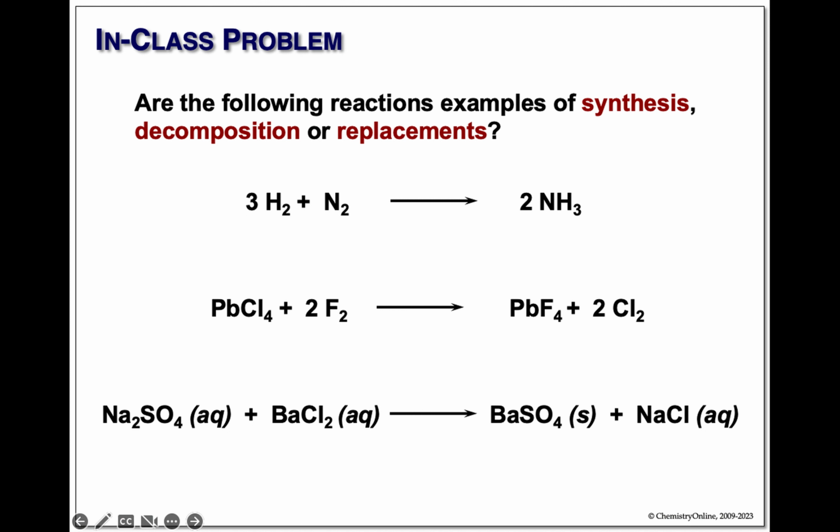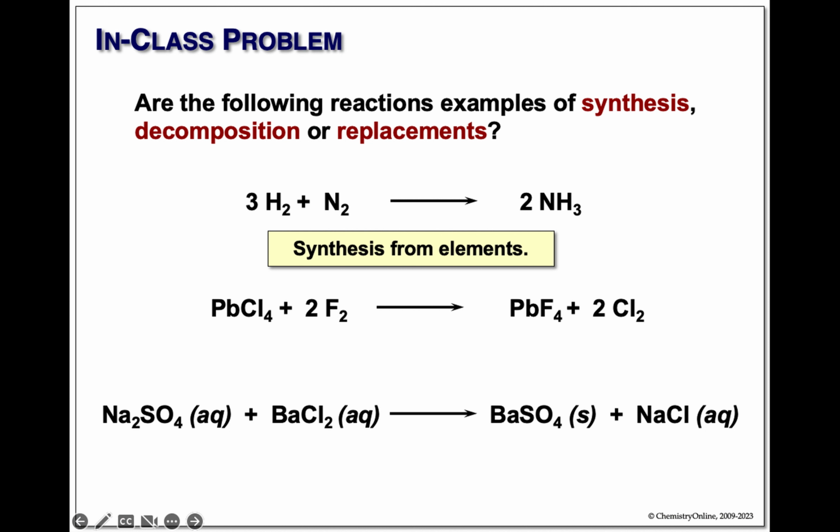Well, we are taking 2 elements here, and we're making a compound. That's an example of synthesis. Synthesis specifically from the elements.